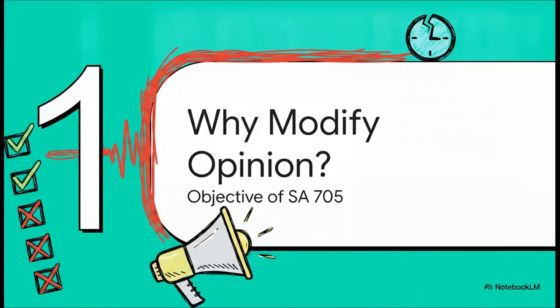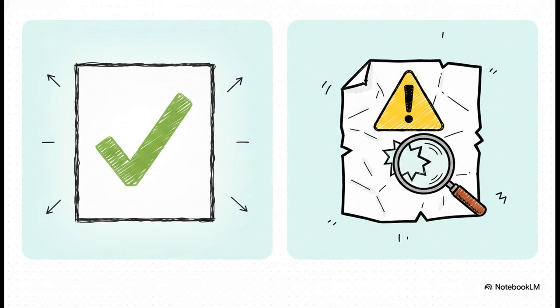All right, Section 1. Why modify the opinion? First things first, we've got to establish exactly when an auditor steps away from a clean report. Under SA 700, everything is fairly presented, right? You've done your job, the numbers make sense, the report is perfectly clean. But SA 705? That kicks in when you've hit a major roadblock.